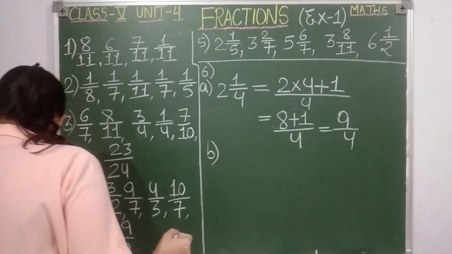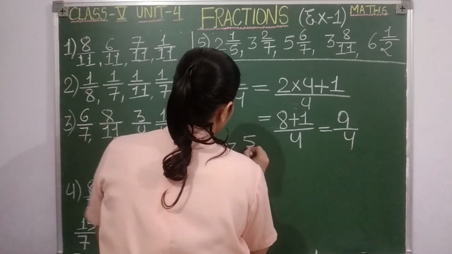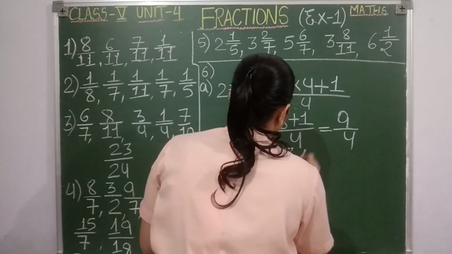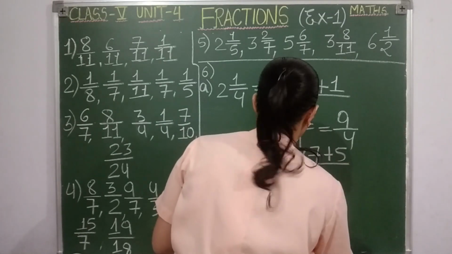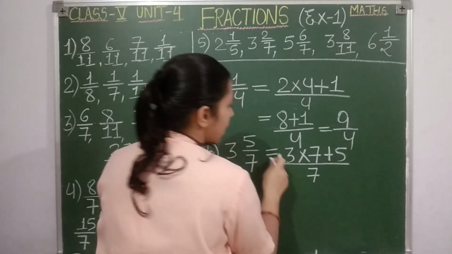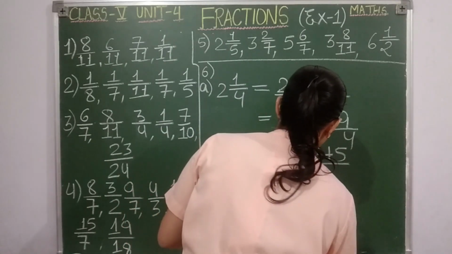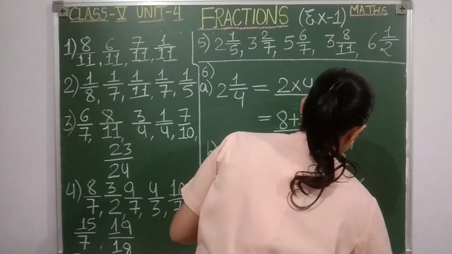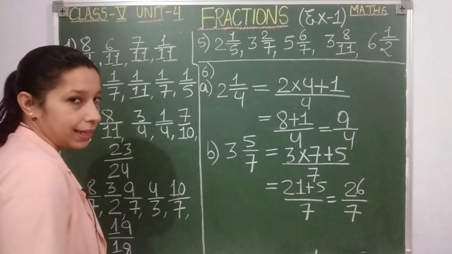It is 3 5 upon 7. No problem. In the same manner we are going to write whole into denominator plus numerator divided by denominator. So students, 3 7s are 21. 21 plus 5 upon 7. Add, we will get 26 upon 7. Clear? Okay. Let us see point number C students.